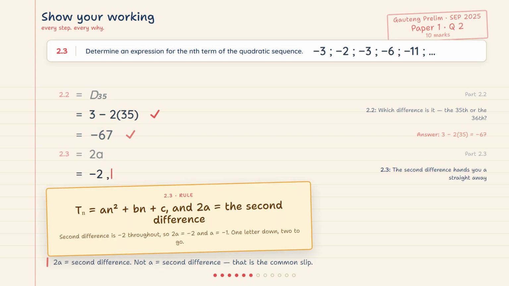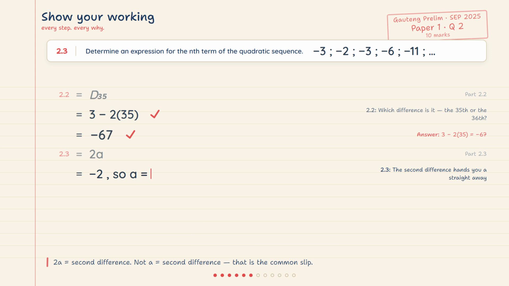Now the quadratic sequence itself. Every quadratic pattern has the same shape. Tn equals an squared plus bn plus c. And there is a shortcut for a that costs nothing. 2a is always the second difference. We worked the second differences out at the start, and they were minus 2 all the way along. So 2a is minus 2, and a is minus 1. That is the first of the 3 letters, free, before you have written a single equation.